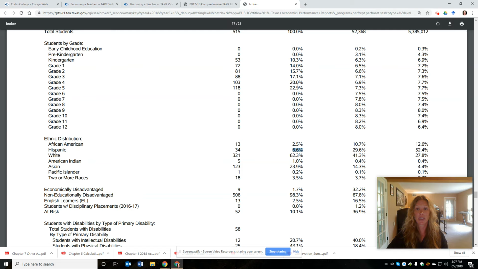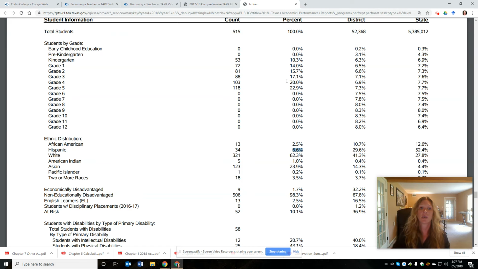A lot of times you'll see similar grade level percentages, but I know this particular campus, and it's not prolific with a lot of young families. We see a lot of families just moving in and then they don't move out. So it's kind of considered an aging community, I guess.